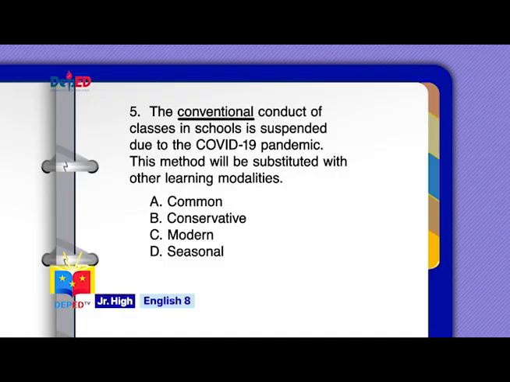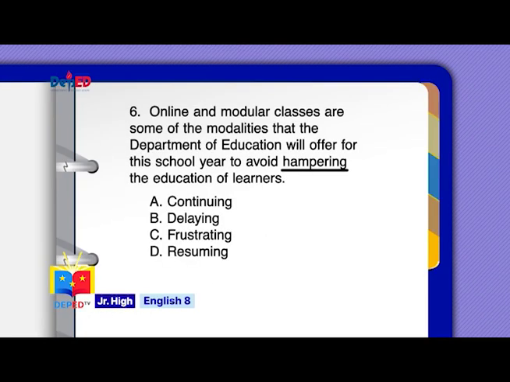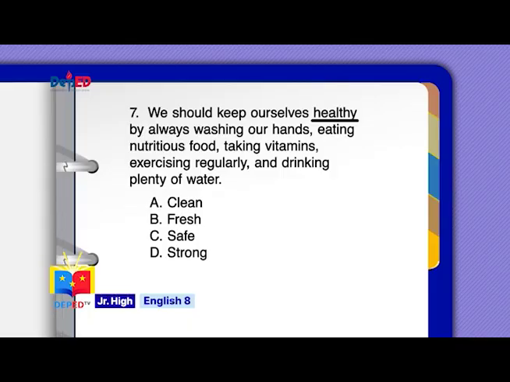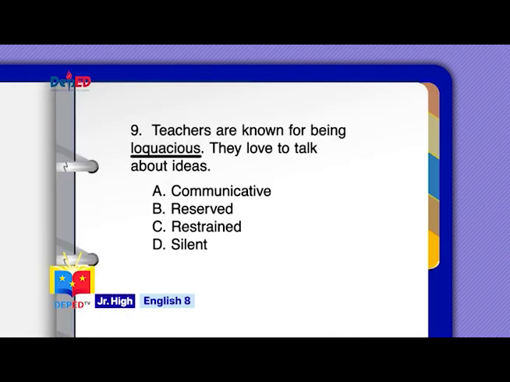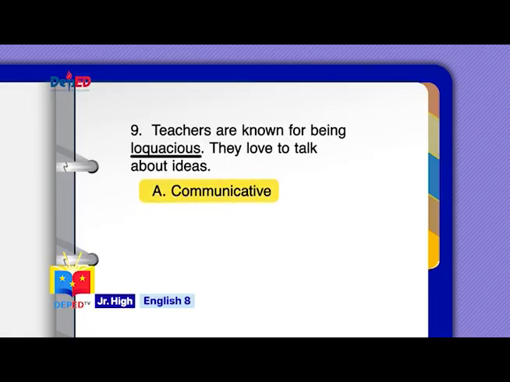Number 5. The correct answer is letter A, common. Number 6. The correct answer is letter B, delaying. Number 7. The correct answer is letter D, strong. Number 8. The correct answer is letter D, visible. Number 9. The correct answer is letter A, communicative.